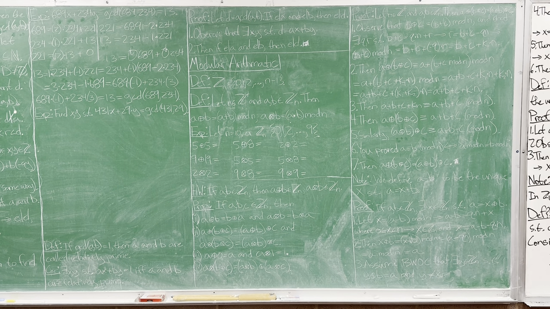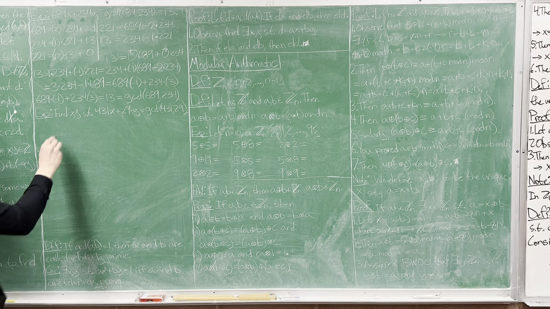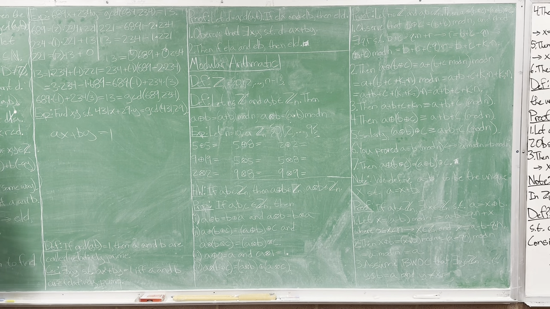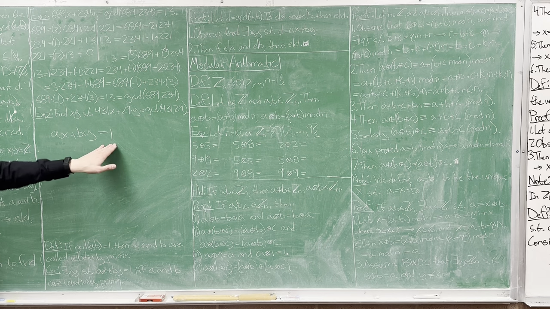I know, it seems weird. How is this ever going to be useful? Trust me, it is going to be useful. You have to get comfortable with this algorithm. Essentially, what's coming down the pipeline is we're going to have a times x plus b times y equal to 1, and we're going to be very interested in the x and y that make that equal to 1.